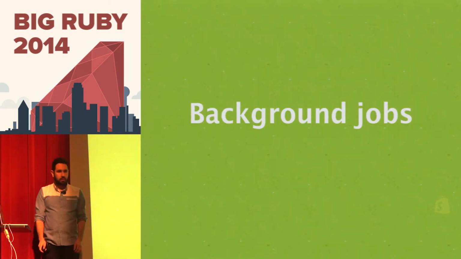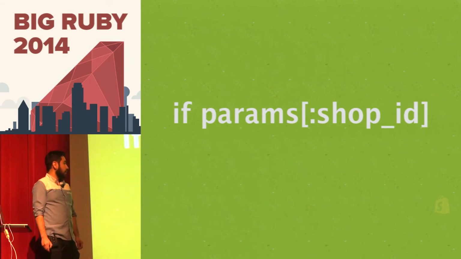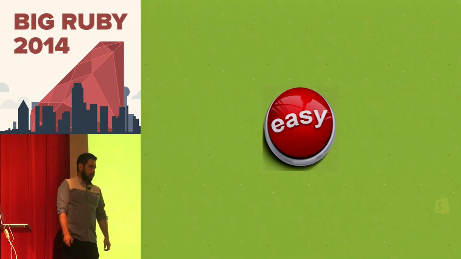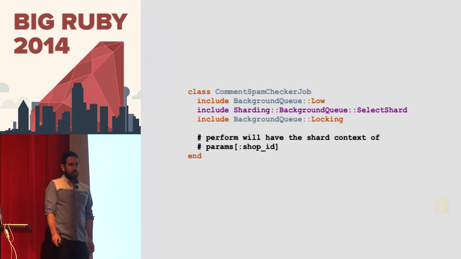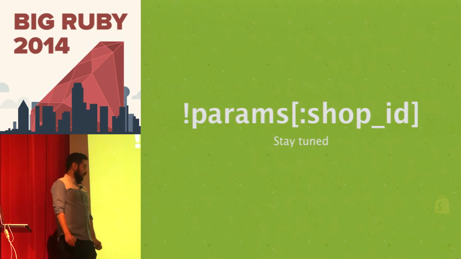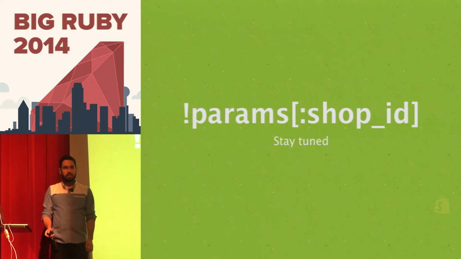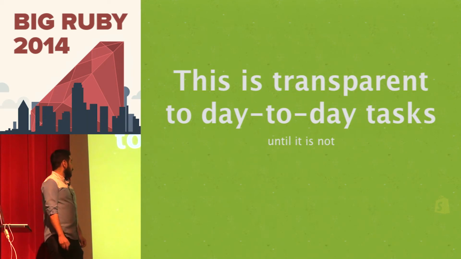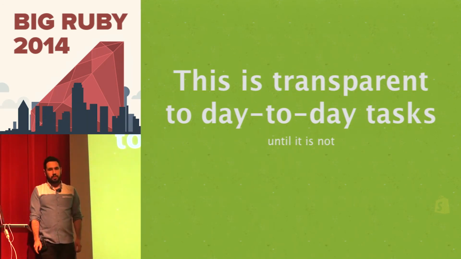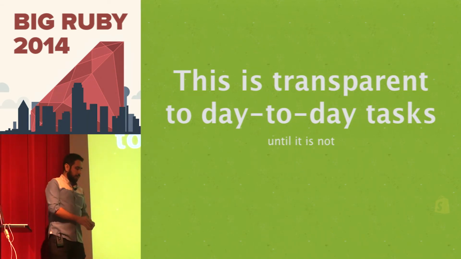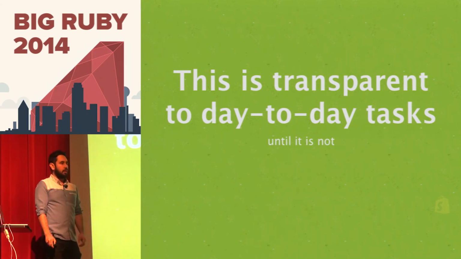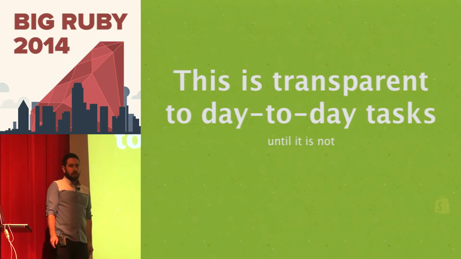What about background jobs? Well, if you have a shop ID parameter, then it's actually super easy. You just include this module that is going to do exactly what I showed, but put a filter around perform in the background job. If you don't have a shop ID, then I'm going to talk about querying across shards in a little bit. This is mostly transparent to day-to-day tasks. Most developers just go their own way, adding features, fixing bugs, because of the property of most anything that happens in Shopify being scoped to a shop.